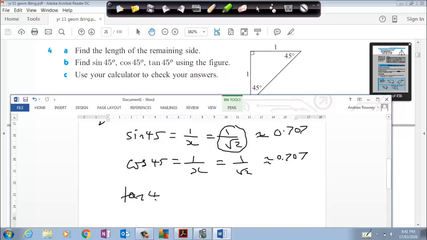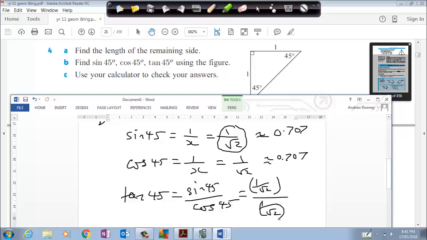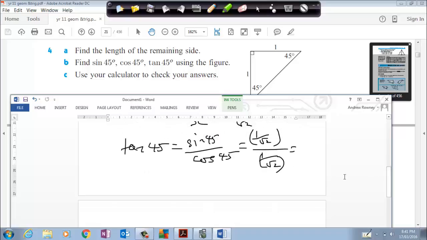And tan 45 is going to be sine 45 divided by cos 45. Now sine 45 is 1 on root 2. Cos 45 is 1 on root 2. When you divide two fractions, you've got to invert and multiply. So it's 1 on root 2 times by the bottom fraction flipped upside down, root 2 on 1, and so the root 2's cancel, and so your answer is 1. So tan 45 is 1.